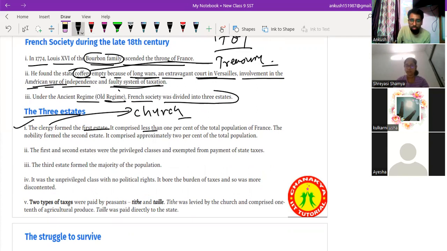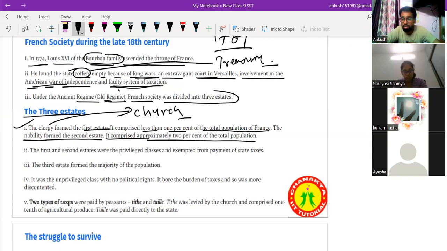It comprised less than 1% of the total population of France. See, what was the condition there? Even 1% of the French population was not filled by the clergy. Still they were keeping that first place. The nobility formed the second state. It comprised approximately 2% of the total population. See, these only 2.5% people were actually handling the 97.5% of the population of France.